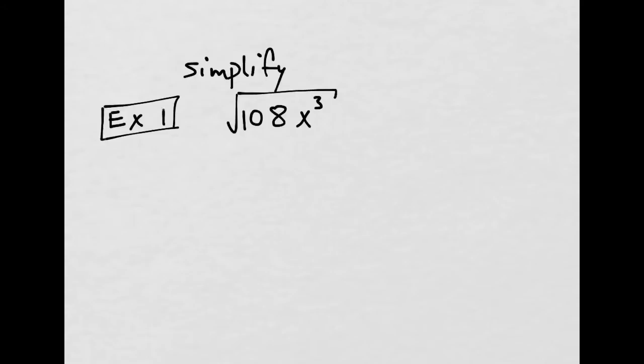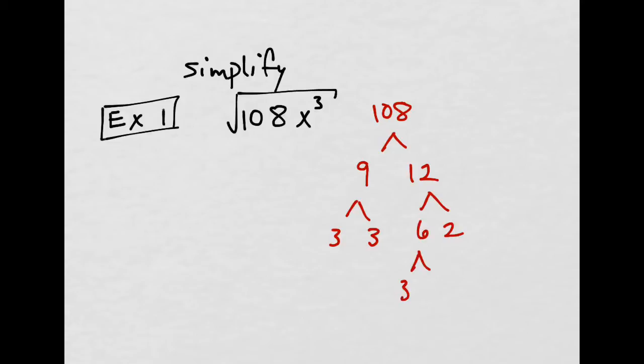So the first thing I'll do is I'll write 108. I don't know why I wrote it backwards. And I'm thinking, what times what gives me 108? Well, the first thing that I think of is 9 times 12. I think that's 108. And I'm just going to keep breaking things down until I can't do it anymore. 9 is 3 times 3. 12 is 6 times 2. And 6 is 3 times 2.